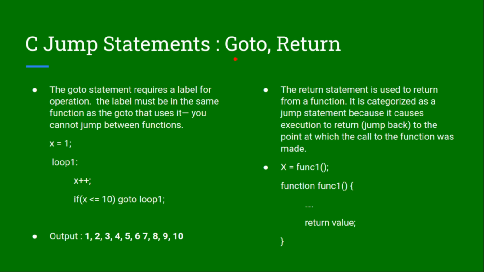So let's start with the next topic, that is goto and return. What is that? Goto and return are two keywords in C programming. You can say it's a jumping statement, right? In goto we can jump from any line to any line in a C program. So what is the goto statement? The goto statement requires a label for operation. The label must be in the same function as the goto that uses it. You cannot jump between functions, right?